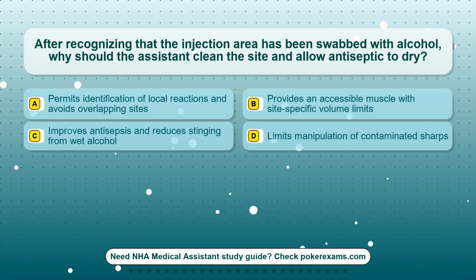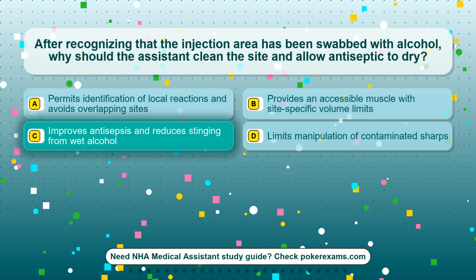Question 8. After recognizing that the injection area has been swabbed with alcohol, why should the assistant clean the site and allow antiseptic to dry? Option A. Permits identification of local reactions and avoids overlapping sites. Option B. Provides an accessible muscle with site-specific volume limits. Option C. Improves antisepsis and reduces stinging from wet alcohol. Option D. Limits manipulation of contaminated sharps.